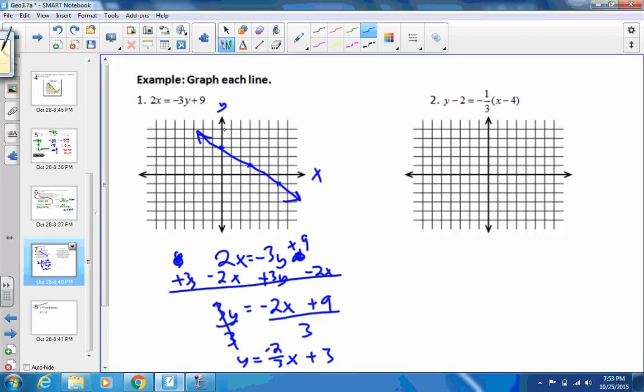So there's our line. I love slope-intercept form. It should be really easy to graph from slope-intercept form. You start at that y-intercept, and then the slope tells you where to go from there.